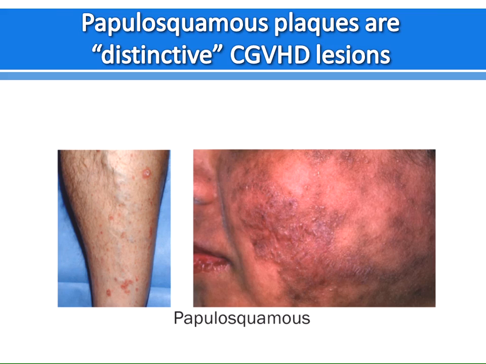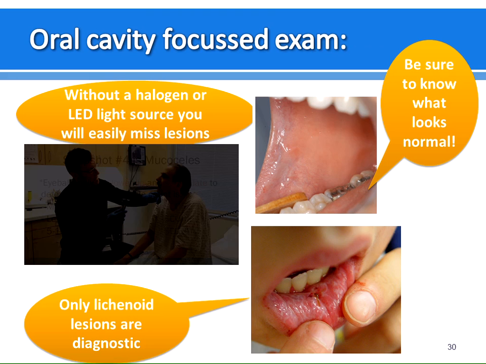So moving on to the distinctive manifestations, these are the common ones you see. These papulosquamous plaques shown on the lower leg here, sometimes with a bit of scale, and there's a more extensive patch here on this individual's cheek. So theoretically, you need a biopsy of these to confirm the diagnosis. I wouldn't recommend doing it on the face, but that's a distinctive manifestation.